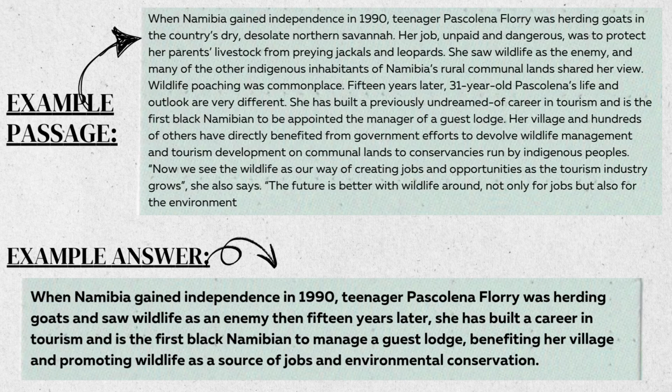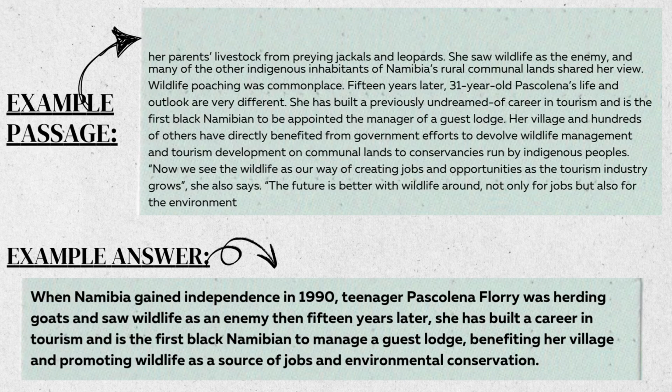Now, if we summarize this passage using one sentence with the help of the template we just discussed, it will look like this. When Namibia gained independence in 1990, teenager Pascalina Flori was herding goats and saw wildlife as an enemy then. 15 years later, she has built a career in tourism and is the first black Namibian to manage a guest lodge, benefiting her village and promoting wildlife as a source of jobs and environmental conservation.